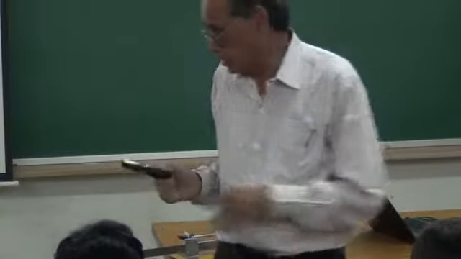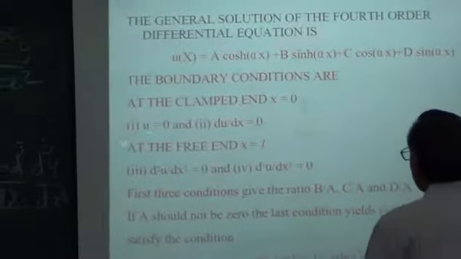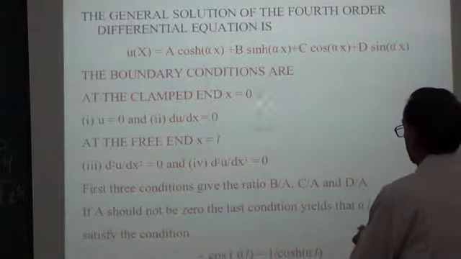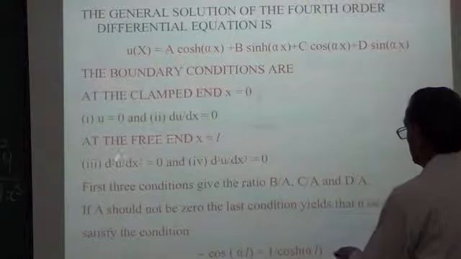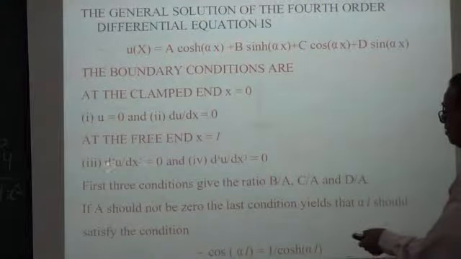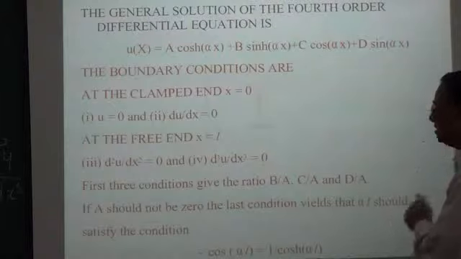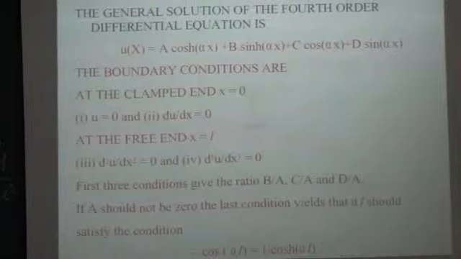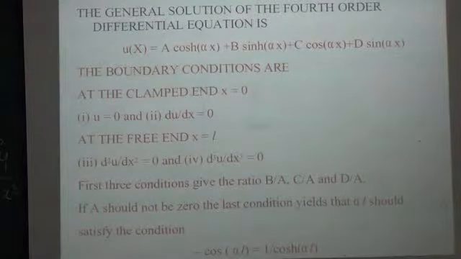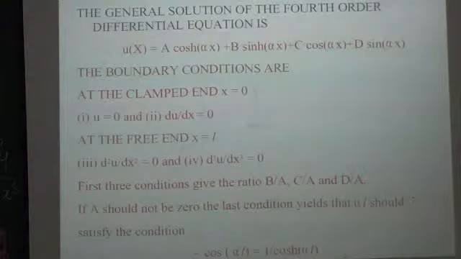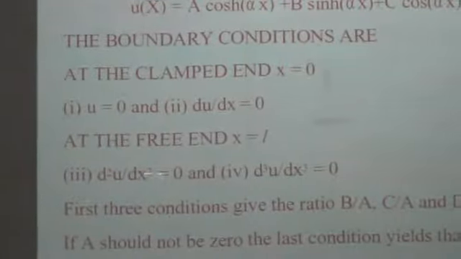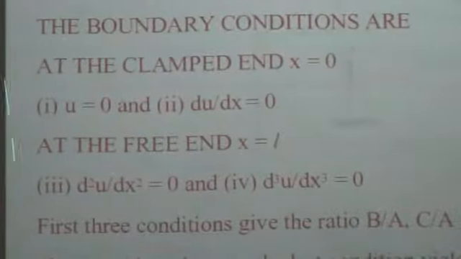So these are the 4 boundary conditions. The boundary conditions are y is 0 and dy by dx is 0 at the fixed end, and at x is L, the bending moment is 0 and the force is 0. You are not applying the force. Whatever force comes is the restoring force due to the elastic property of the solid. If I apply a force and make it oscillate, then I have to put a different condition here.